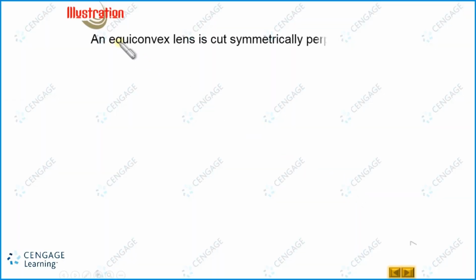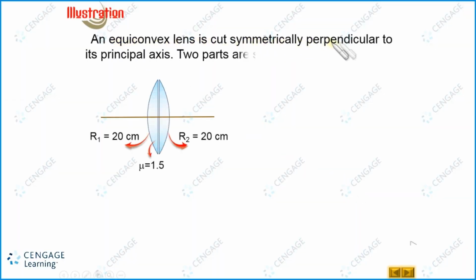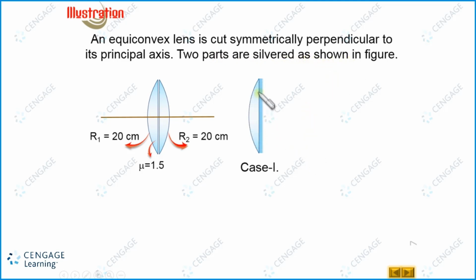In this illustration, an equiconvex lens is cut symmetrically perpendicular to the principal axis. This equiconvex lens is cut symmetrically and it has two parts, first part and second part. The two parts are silvered as shown in the figure. This is the first case and this is the second case.